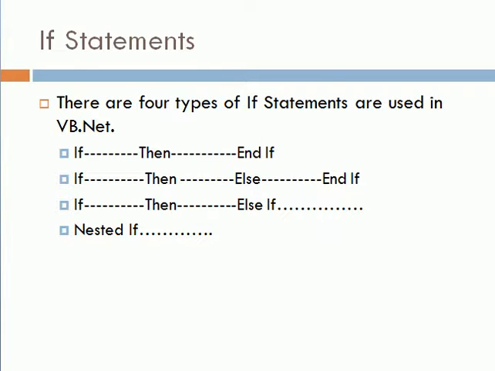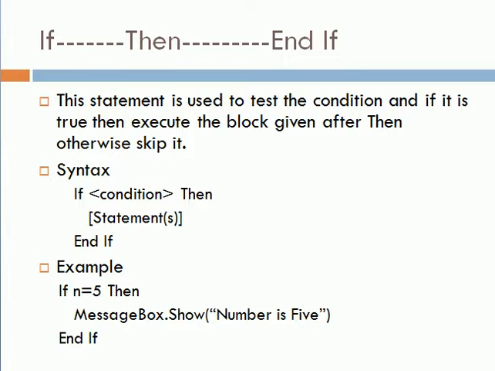Now we discuss the first one, If, Then, End If. This statement is used to test the condition, and if it is true then execute the block given after Then, otherwise skip it. The syntax is If, then the condition we have to give, then the statements, and it completes with End If. Example, you can see: if n equals 5 then MessageBox.Show number is 5. If the value of n is not 5 then it will be skipped. That was the basic concept of this If Then statement.